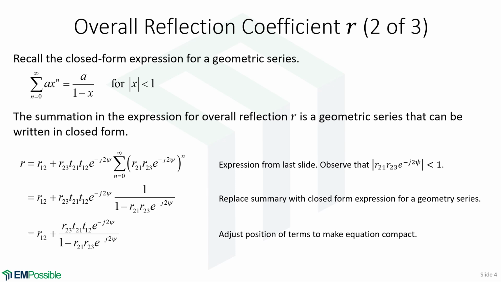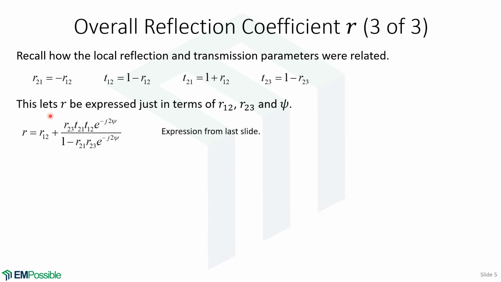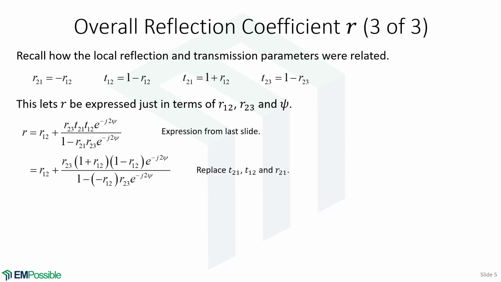We're almost done with this. We have a lot of terms in our equation, and we can simplify things. Going back to the beginning, remember we had a bunch of different parameter relations, and it turns out we can put this big ugly expression for R that we derived on the previous slide just in terms of R12, R23, and psi, using these above four relations. So anywhere I see one of these terms above, I can replace it, and here they are. I've replaced three things here.